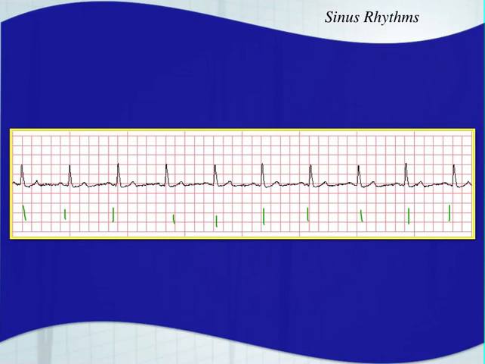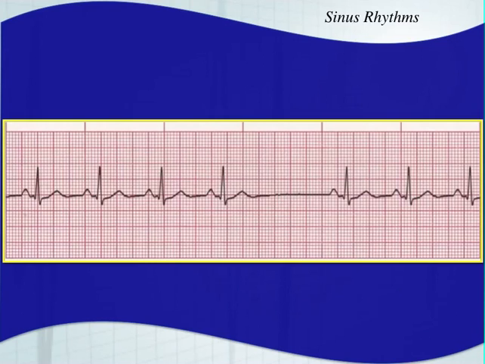Our P wave exists. You can see one here, here, here, here. We have a normal PR interval. We have one P wave for every QRS complex. There's no extra P waves. Our PR interval is normal. Our QRS width is normal. This is a normal sinus rhythm. 1, 2, 3, 4, 5, 6, 7, 8, 9, 10. It's right at 100 beats per minute. Normal sinus rhythm.